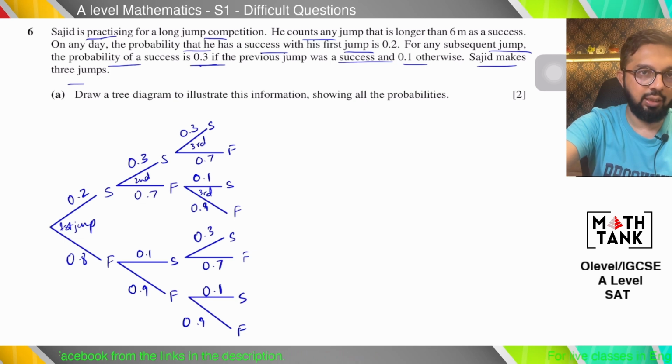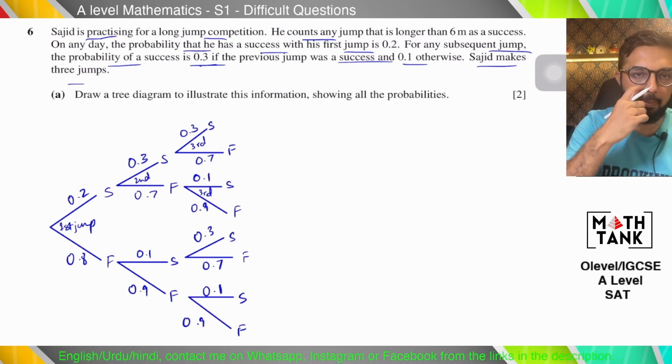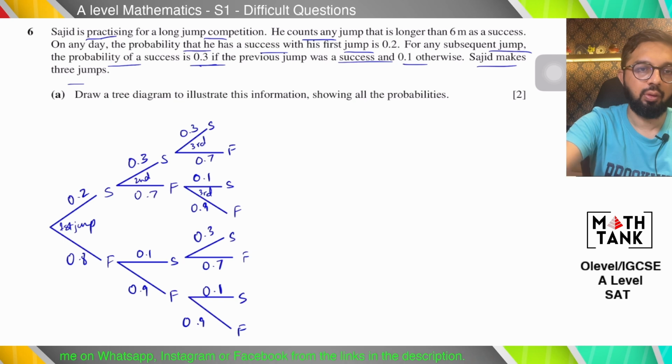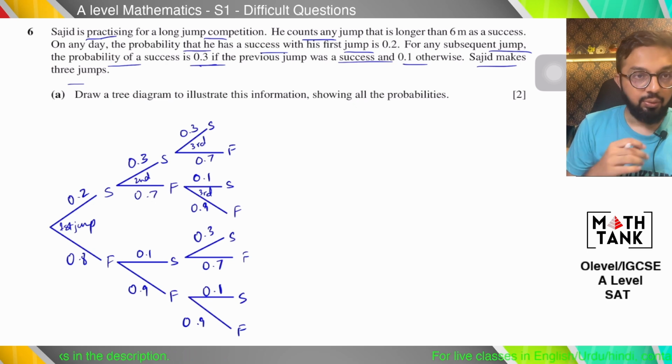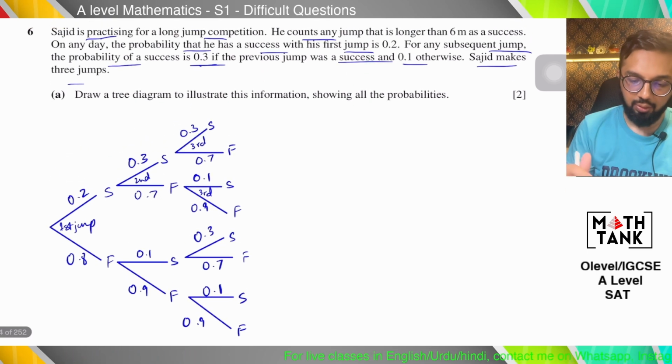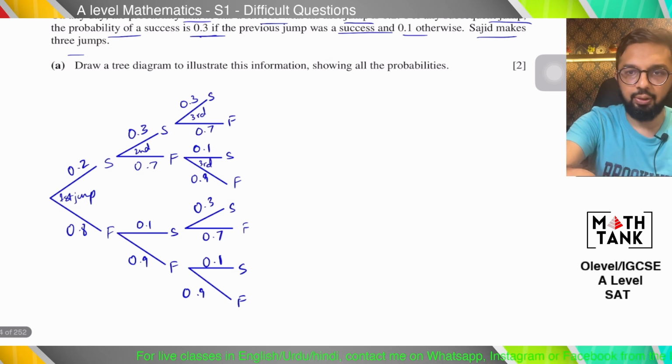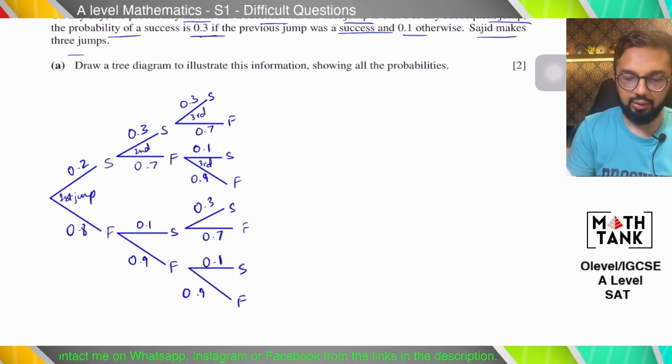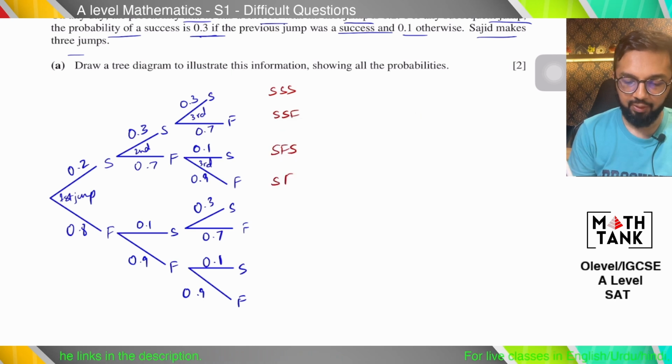Let's quickly check if we've drawn the right tree diagram. I don't want to make any mistakes here, so I'm just going to open up the marking scheme quickly and see. 0.3, 0.7, 0.1, 0.9, 0.3, 0.7, 0.1, 0.9. Yep, okay. Now, the recommended thing to do is to also write down what your outcomes have been. So that's 3 successes, success, success, failure, success, failure, success. I'm going to probably end up using this in the next part.